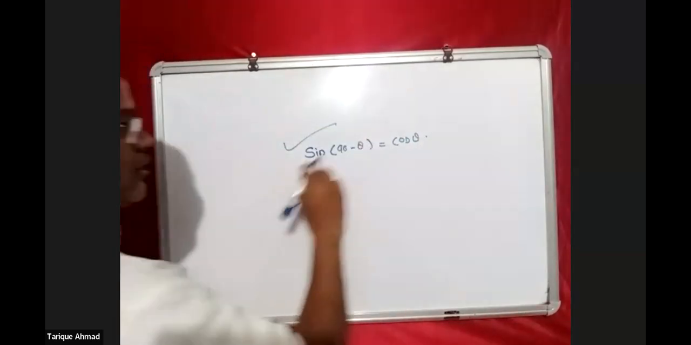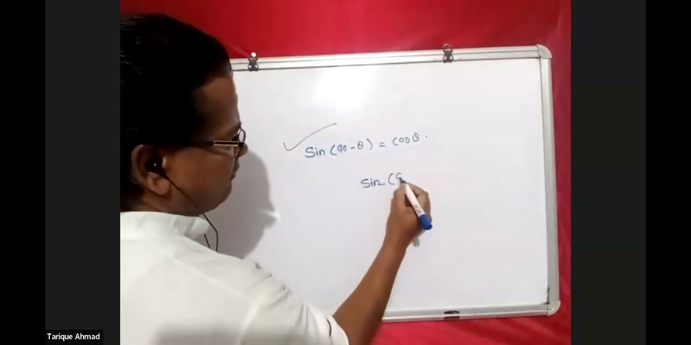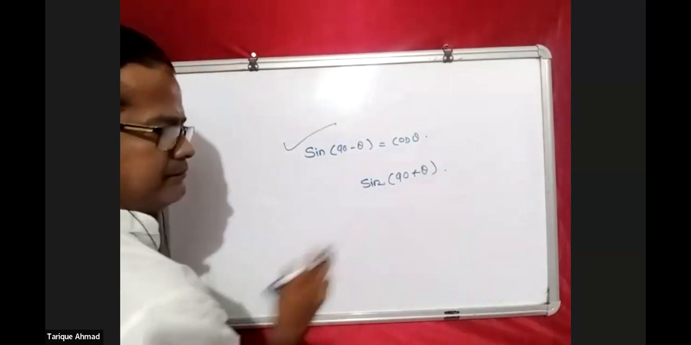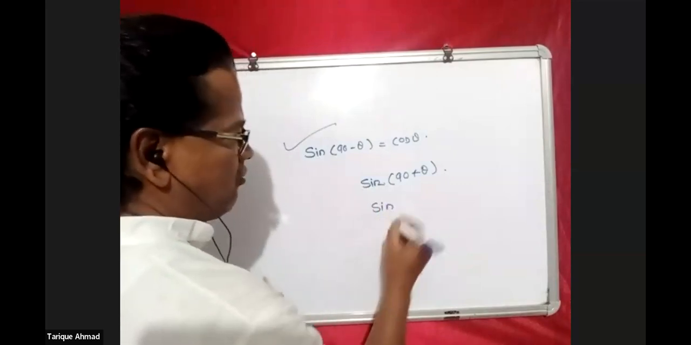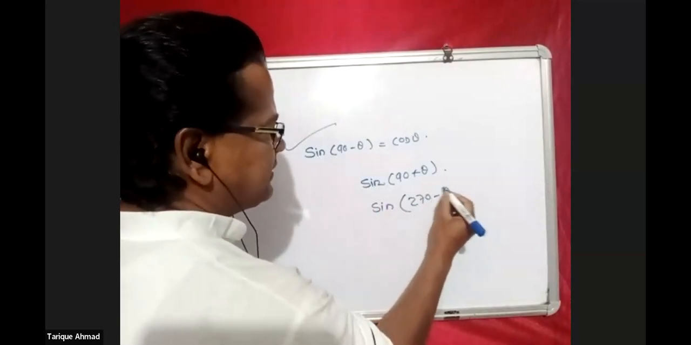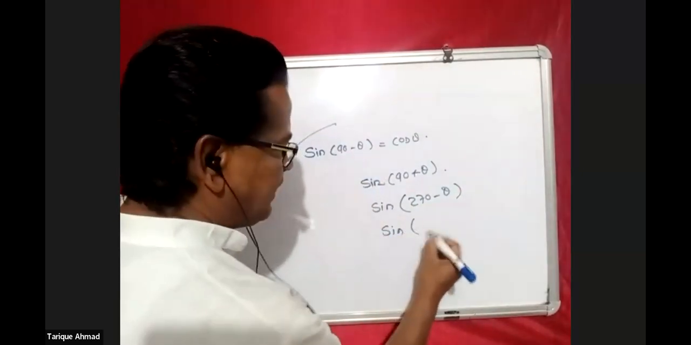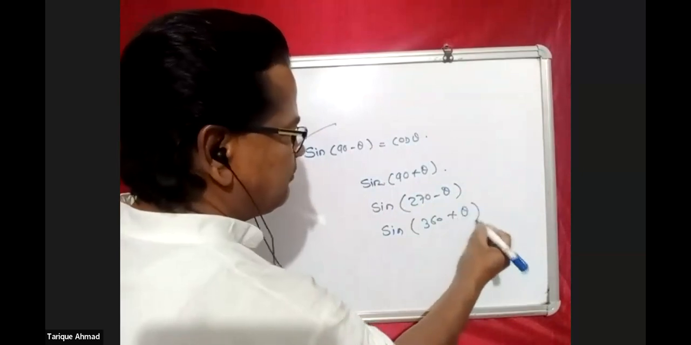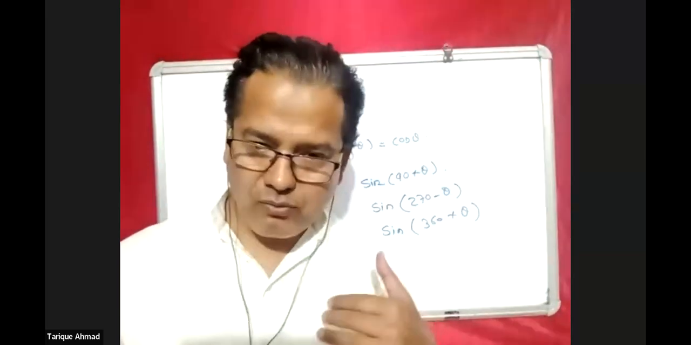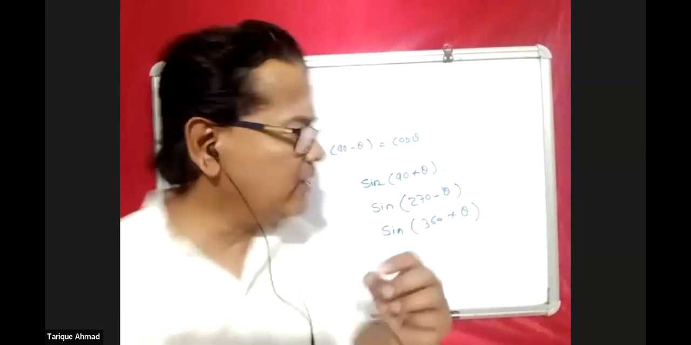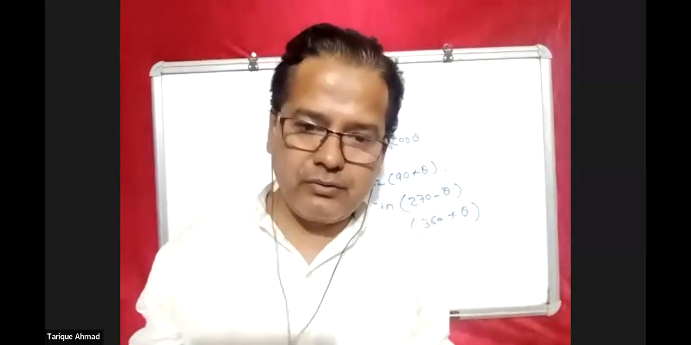Now suppose the question is asking not about minus. It is asking what is the value of sin 90 plus theta. Then again, suppose the question asks what is the value of sin 270 minus theta. Suppose it asks what is the value of sin 360 plus theta. Anything could be there now. In class 10th, we were limited to 90. Now the whole world is ours. We can get any angle.